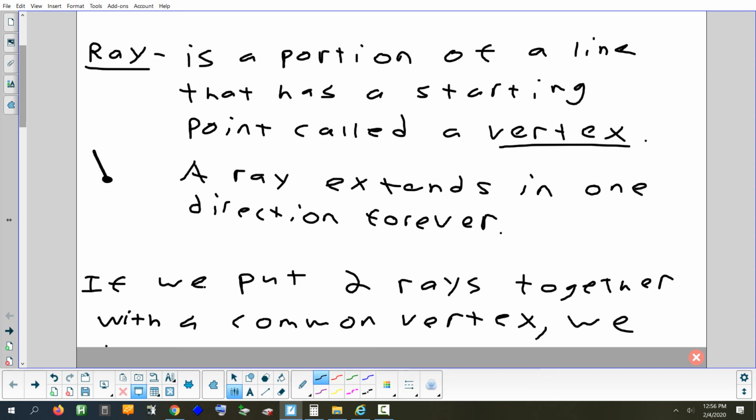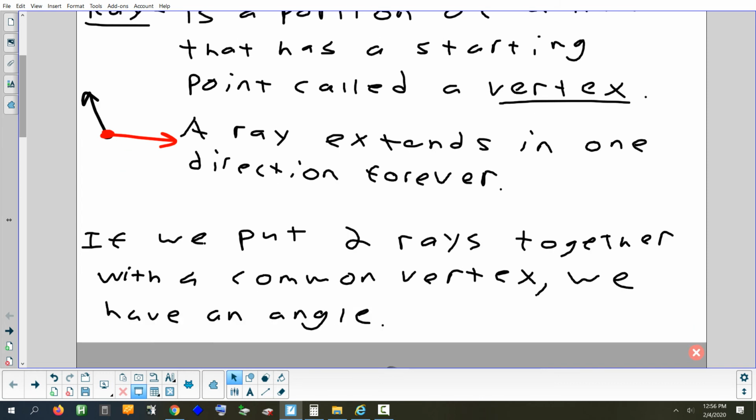So, here's a ray. There's another ray. And the way you have to put the two rays together is so they have a common vertex, just like that. Okay, so if you take two rays, put them together with a common vertex, you've just created an angle.